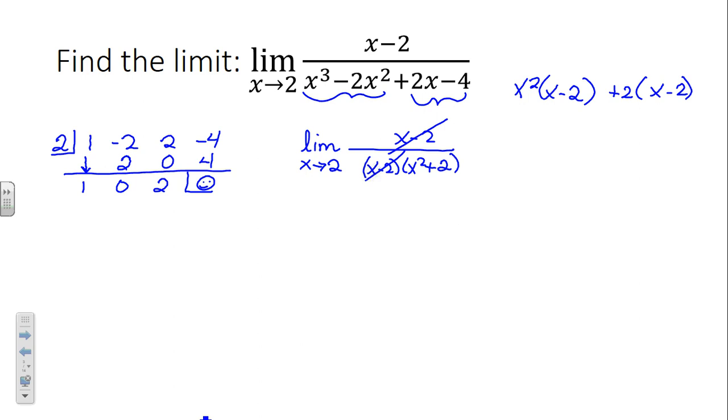Oh, guess what? Same thing, right? We found our other factor, x squared plus 2. Okay, so some of those tricks that we learned last semester can come back and help us this semester. Okay, so now let's evaluate that limit. The limit as x goes to 2 of 1 over x squared plus 2 is going to be what? 1/6.